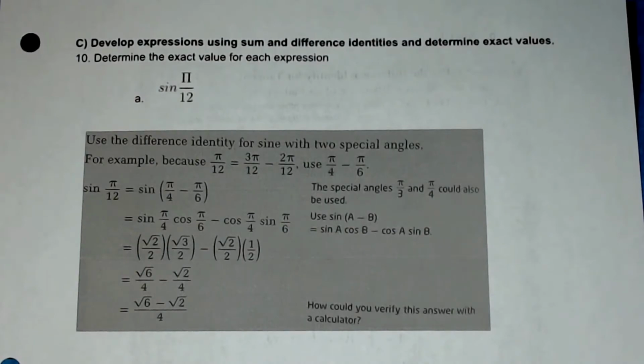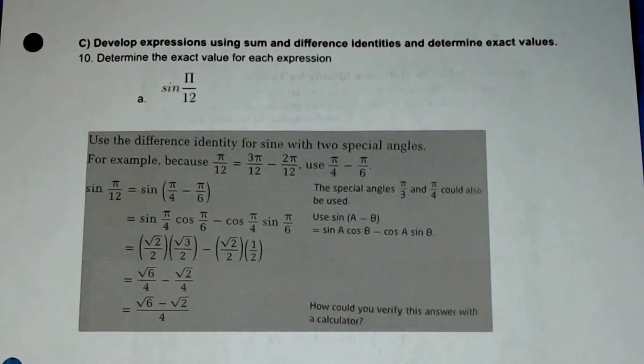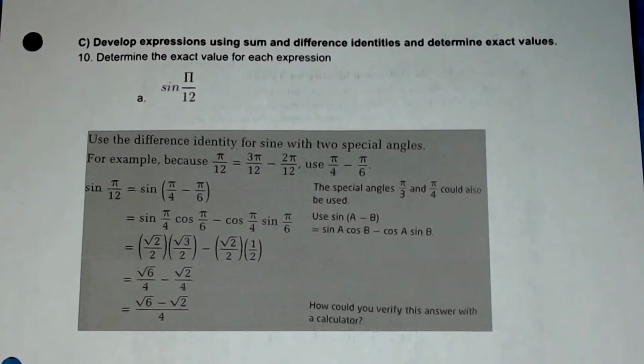In part C, develop expressions using sum and difference identities and determine exact values. You're not always going to be given a value that corresponds perfectly to your unit circle, but we can create that angle that we're provided by using the angles on the unit circle that we do know. So for example, sine pi over 12, if you look at your unit circle, it's not broken into 12s, although it could be, but it's just not one of the common ones.